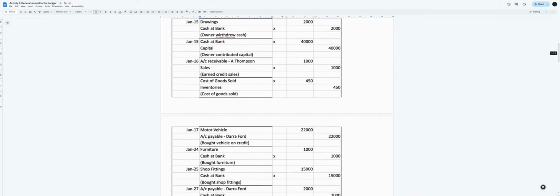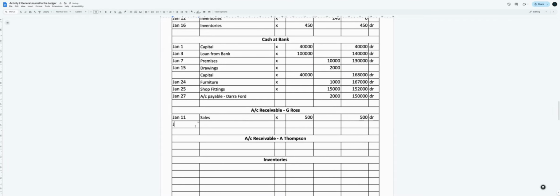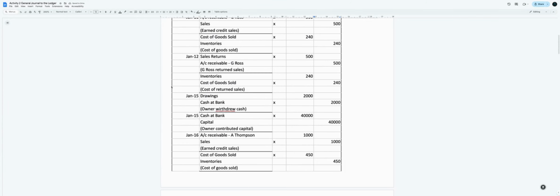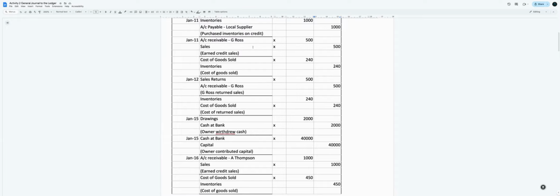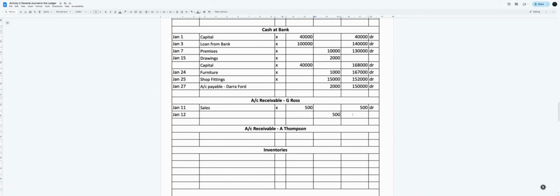So on the 12th, scrolling down here, so January 12, 500 credit. Just double check that figure. I may have forgotten. So G Ross, there we go, 500 credit. I was correct there. So always double check your figure. If you're ever in doubt, always go back. So I had a 500 debit and a 500 credit. So that must mean it's 0.